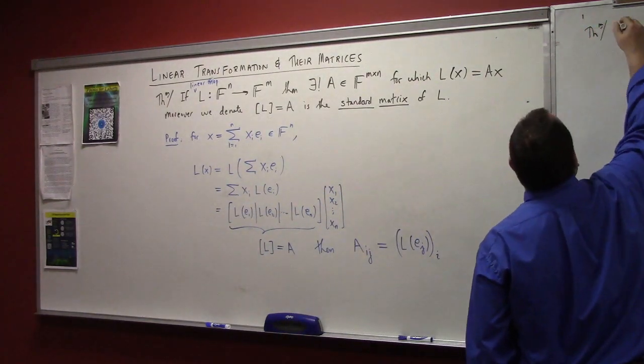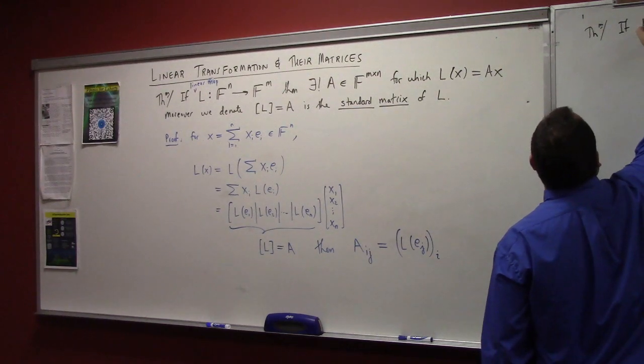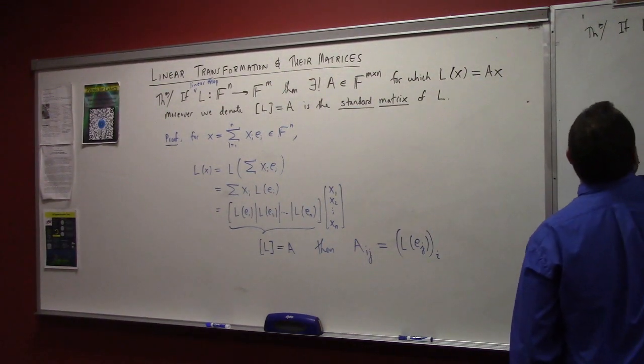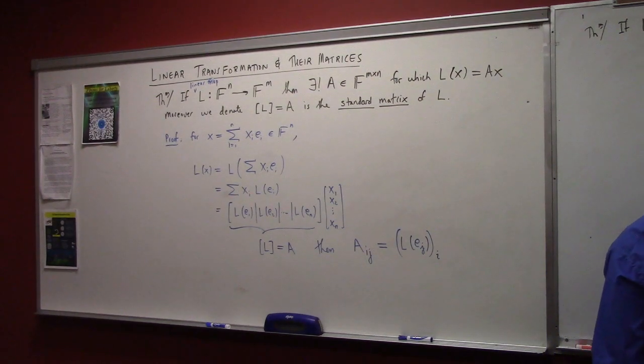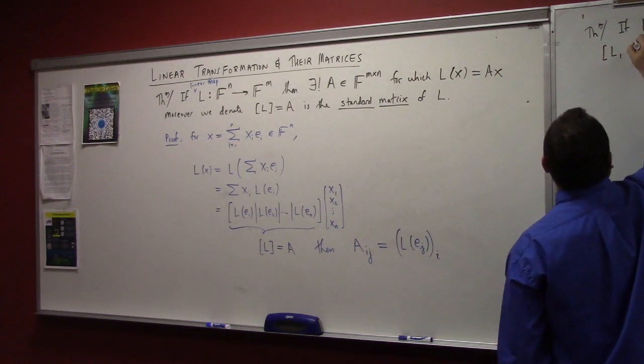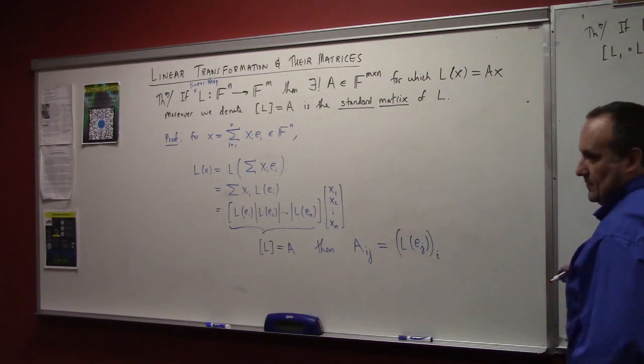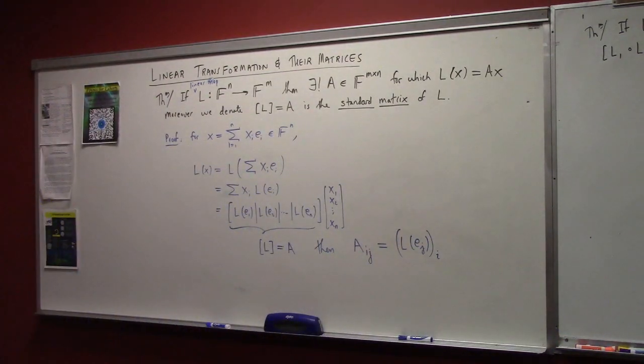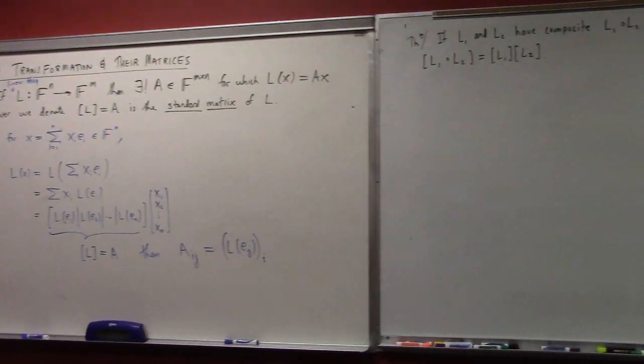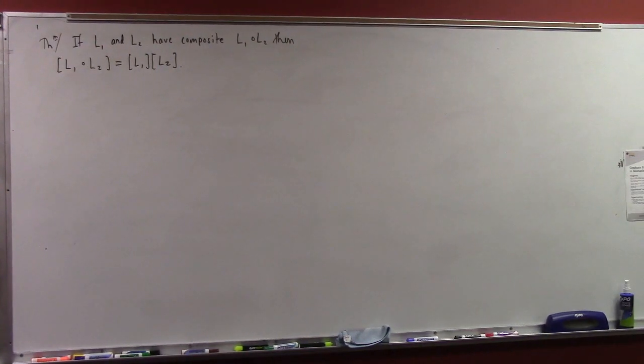All right. Theorem: if L_1 and L_2 have a composite, L_1 composed with L_2, then the matrix of L_1 composed with L_2 is equal to the matrix of L_1 times the matrix of L_2. And again, I'm presupposing here, of course, that L_1 and L_2 are linear transformations on appropriately sized column vectors, yeah? So let's prove this theorem, yeah?